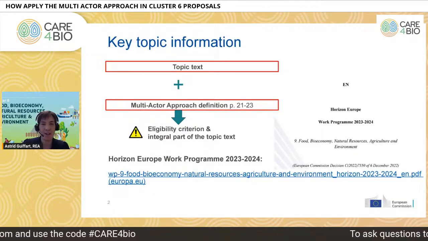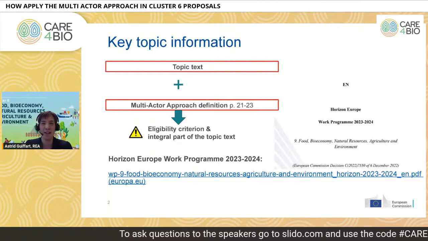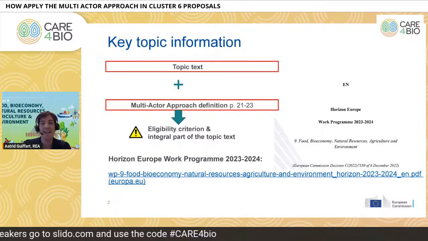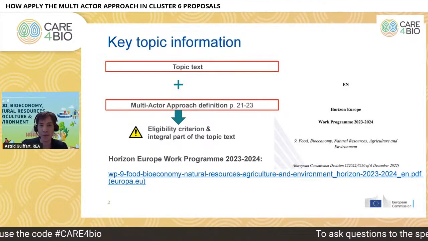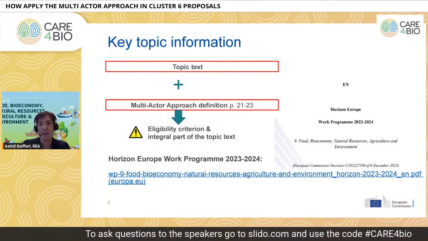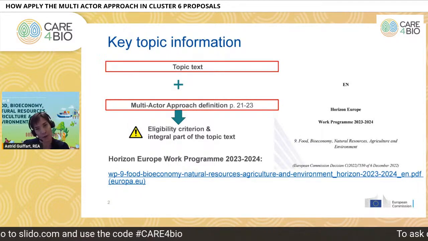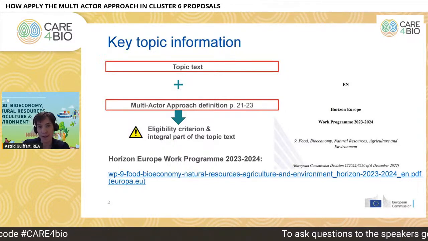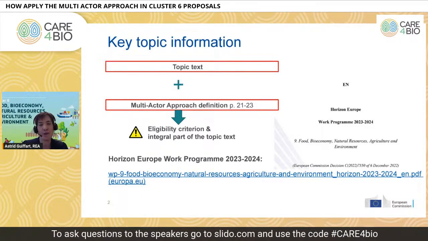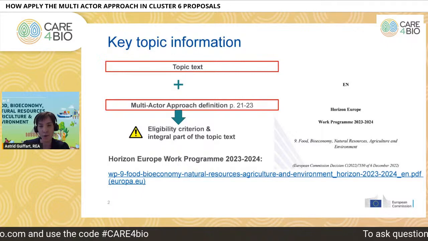So indeed, I will share with you the process we go through when evaluating a proposal. The key information to prepare the evaluation is to focus on the topic text that is provided in the Horizon Europe work program. We recommend checking the text in the PDF version so you can see very well the structure of the topic descriptions and all the necessary elements to be included in your proposals. So for multi-actor approach topics, you need to consider the definition that was presented by Natalia, and it is on pages 21 to 23 of the work program. So indeed, now in Horizon Europe, it's an eligibility criterion and an integral part of the topic text.